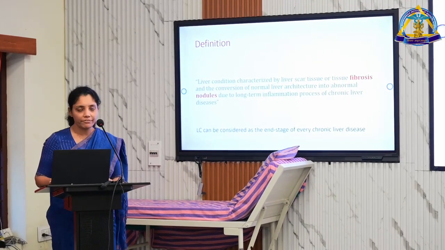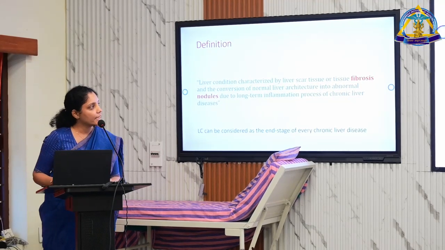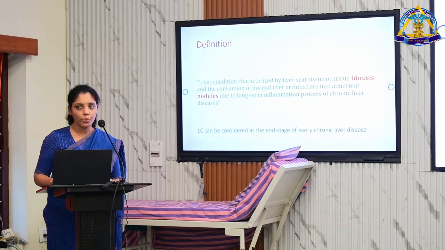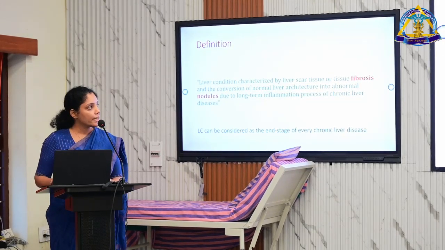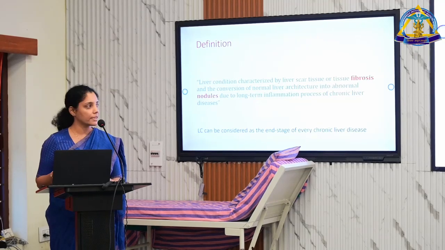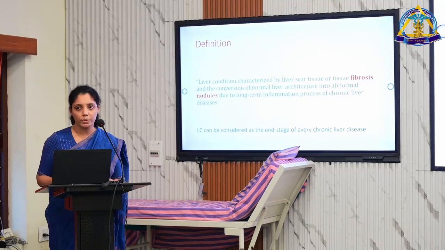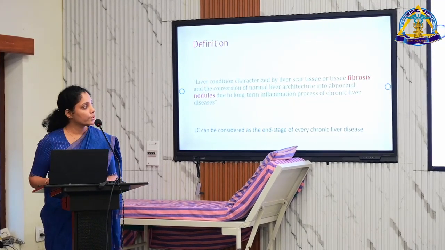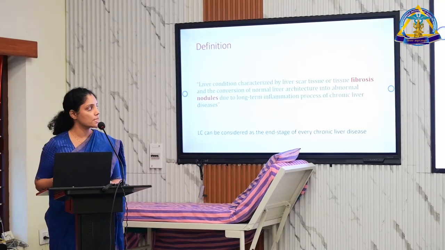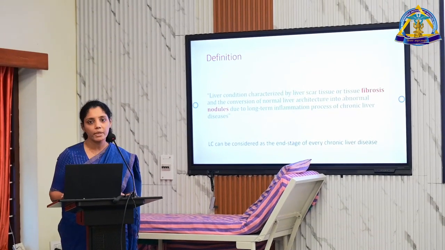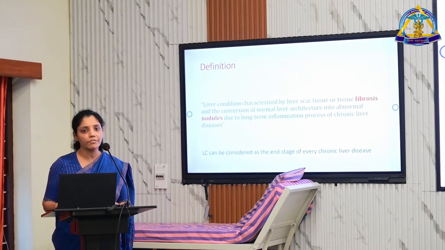So, we'll go to the definition. It's a liver condition characterized by liver scar tissue or tissue fibrosis and the conversion of the normal liver architecture to abnormal nodules. And what is it due to? Due to the long-term inflammation process of chronic liver diseases. So, it can be considered as an end stage of chronic liver disease.